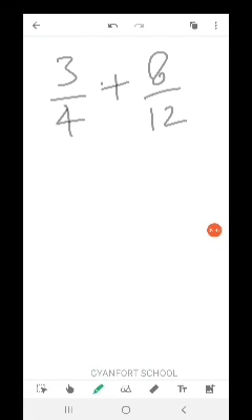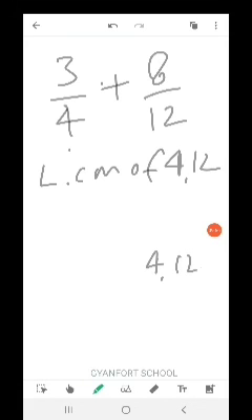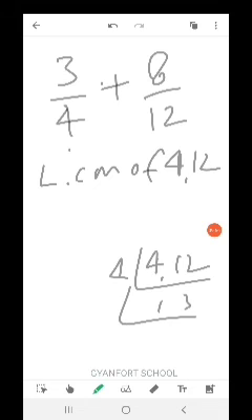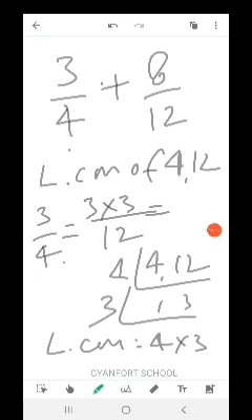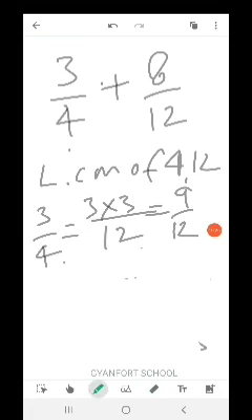So what you need to do is find the LCM of 4 and 12, whatever approach you follow. Okay, so 4 times 3, the LCM is 12. So 3 by 4 has to be converted to an equivalent fraction with 12. We multiplied 4 by 3 to get 12, so we multiply the numerator by 3 as well. This will become 9 by 12. Okay, now 8 by 12 already has denominator 12. So now we have both numbers with 12 as the denominator.